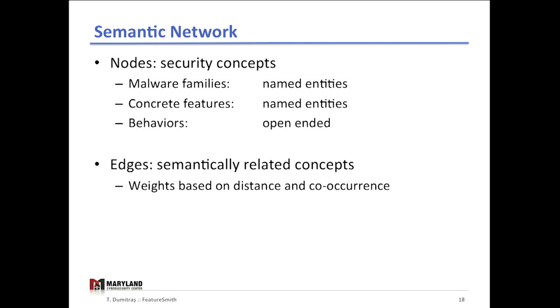And we link these nodes with edges. So an edge links two semantically related concepts. And we also assign weights on these edges based on the distance between the terms in the text, as well as how frequently they occur together.